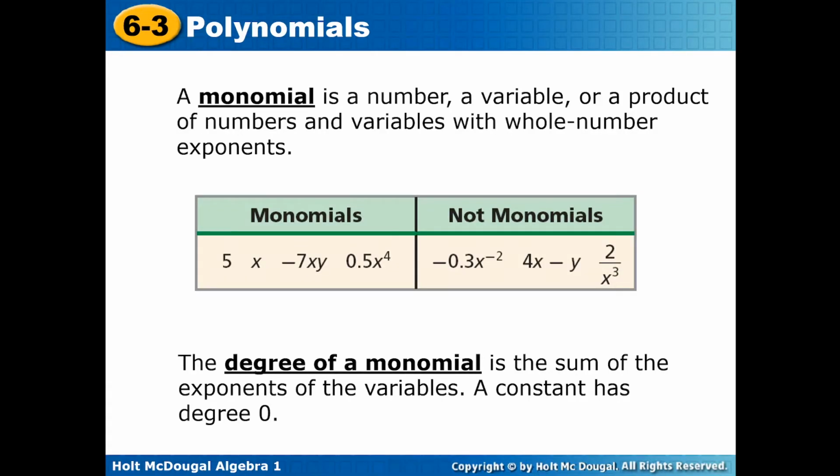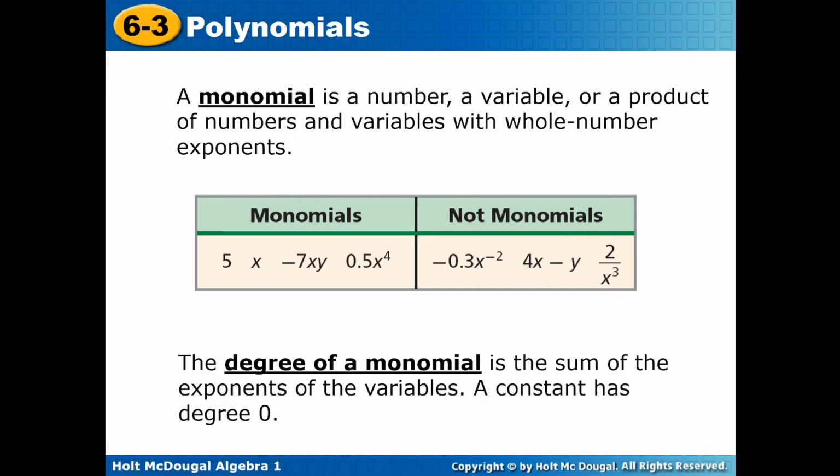Let's start with monomials. Monomials are numbers, variables, or products of numbers and variables with whole number exponents. The degree of a monomial is the sum of exponents of the variables. A constant, or just a number, has a degree of 0. Let's start with our examples. First, on our monomial side, we have 5x, negative 7xy, and 0.5x to the fourth.